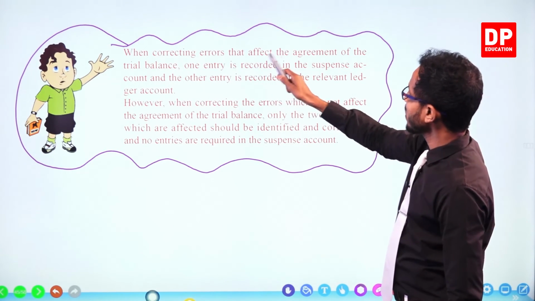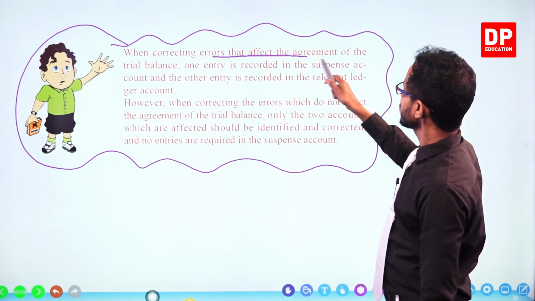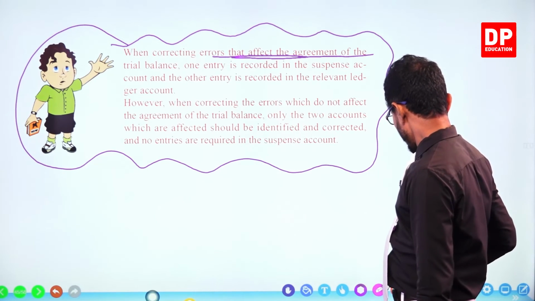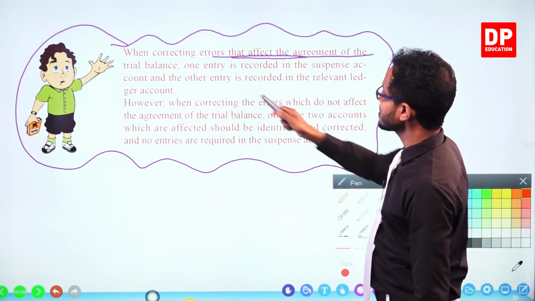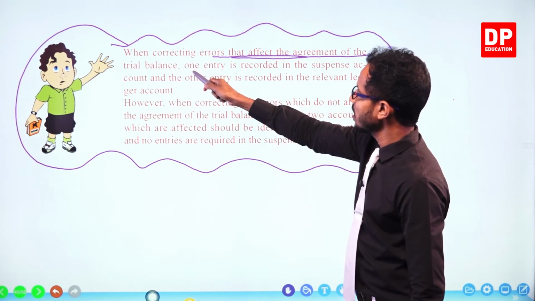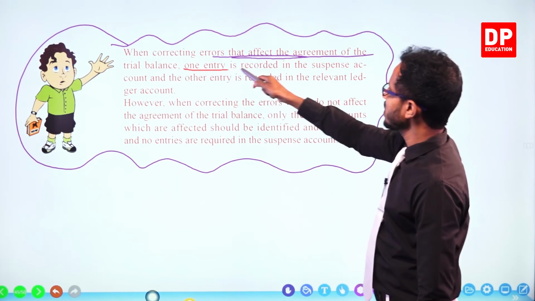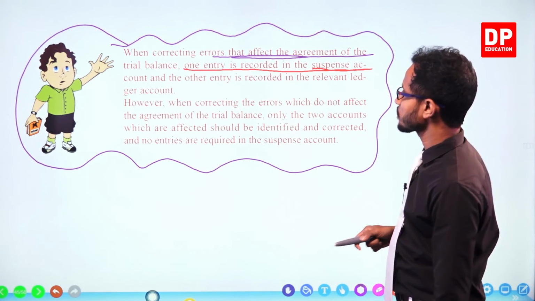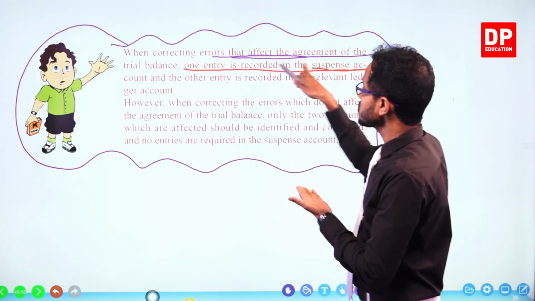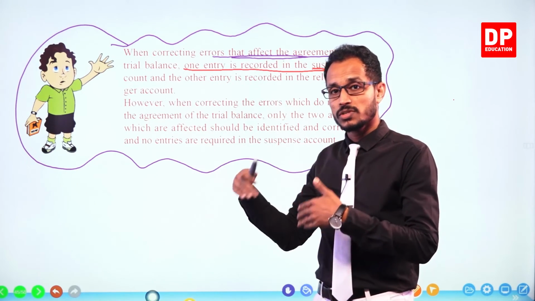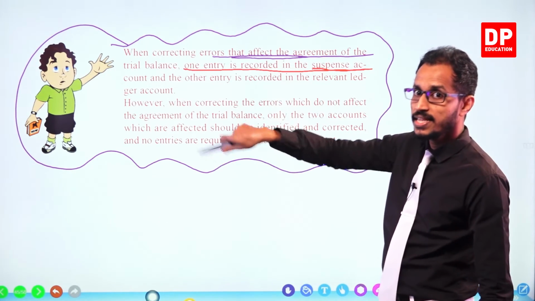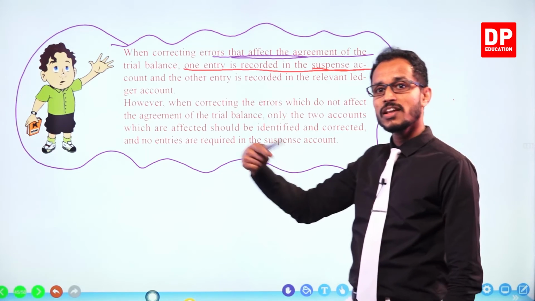when correcting errors that affect the trial balance, it is necessary to record one entry in the suspense account, because due to these errors which affect the trial balance, the shortage or the difference has been entered to the suspense account. When you correct these errors, those values should go to the suspense account.